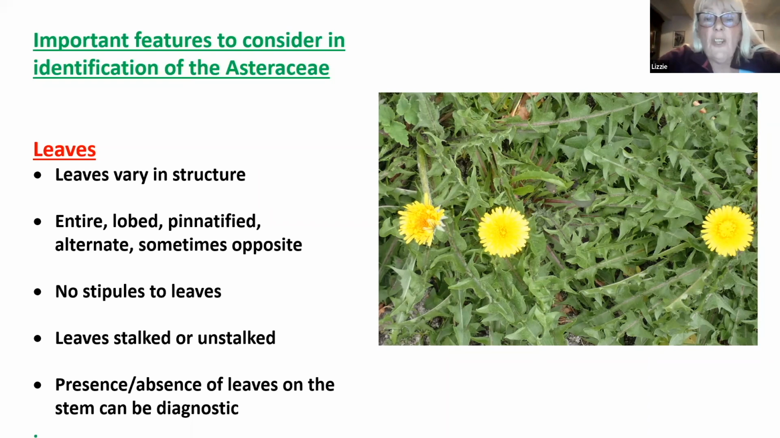So there's quite a lot of variation in the structure. You can see our well-known dandelion here, and the leaves can be completely entire. That means they're not serrated, they're not toothed, they're just smooth. They can be lobed, they can be pinnatified like these ones, where they're divided up into little indents like that. They're mainly alternate, sometimes they're opposite, and the leaves either have stalks or not, and whether there are leaves on the stem or not is also very important in determining some of the different species.